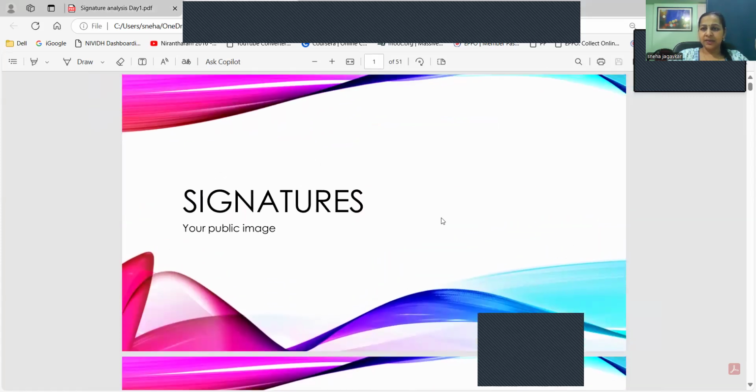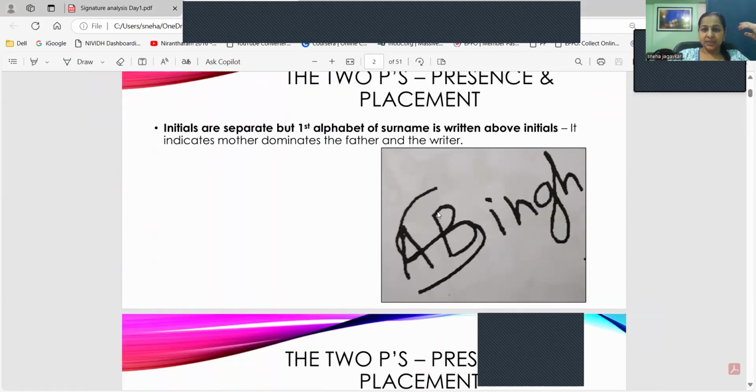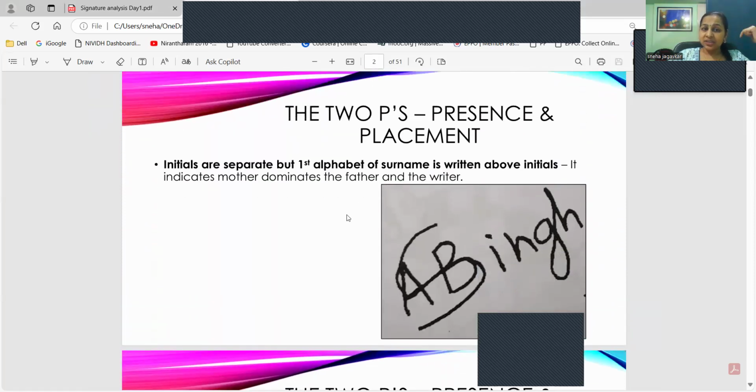So this is the first slide again for day two, and in your public image again, presence and placement. Now, initials are separate, but the first alphabet of the surname is above the initials. This indicates that the mother dominates the father as well as the writer. The domination, as I've said, could be in many aspects. It's not only about finance, it's not only about the relationship. It could be overall dominating the entire household.